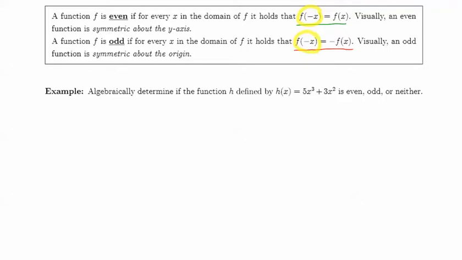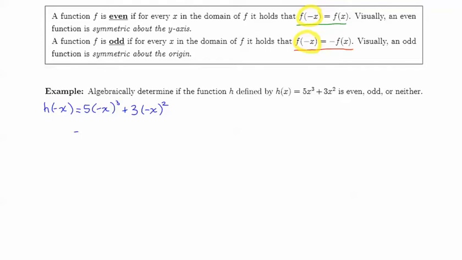So let's look at our function here. We have a function h, and it's defined by h of x equals 5x cubed plus 3x squared. So we'll be dealing with the function h here. So h of negative x is the first thing that we want to find. Now, in finding h of negative x, we're simply going to replace every instance of x in that original definition with a negative x. So this will be 5 times negative x, and we'll cube that negative x. Then we'll add 3 times negative x, and we'll square that negative x.